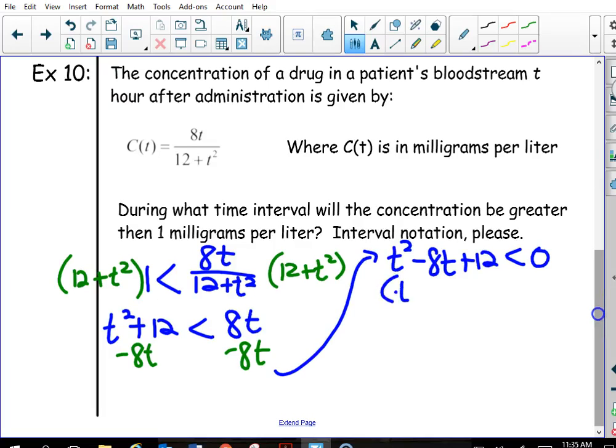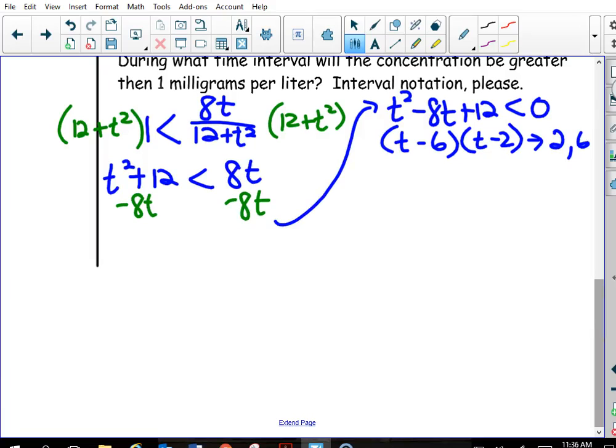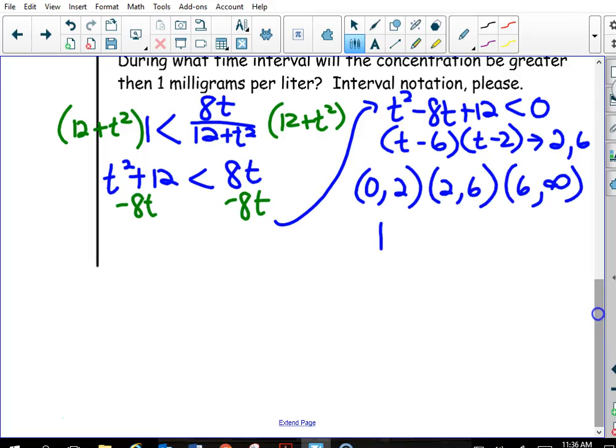So my factoring in, I get t minus 6, t minus 2. So my critical points are at 2 and 6. All right, set up my table. And concentration is not going to go negative. So again, we're just going to look between 0 and 2, 2 and 6, and then greater than 6. Test point. And I plug it in to, so we are looking for where this is less than 0. So we're looking for where this is negative.